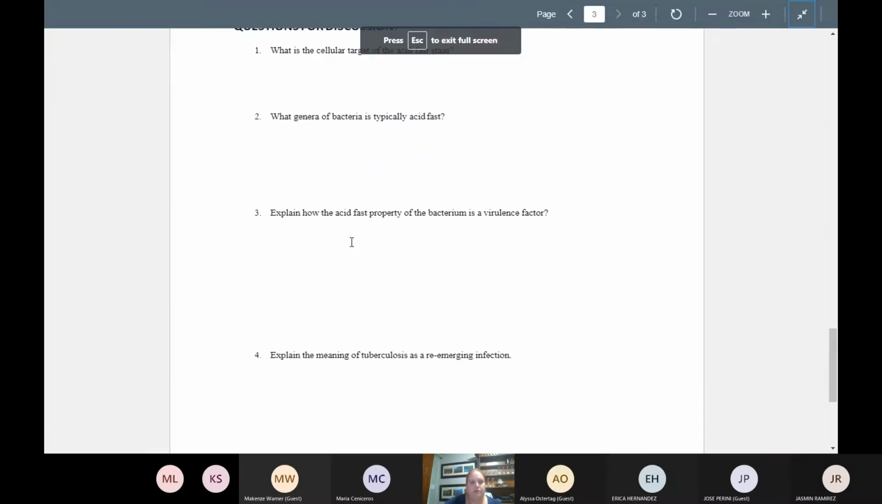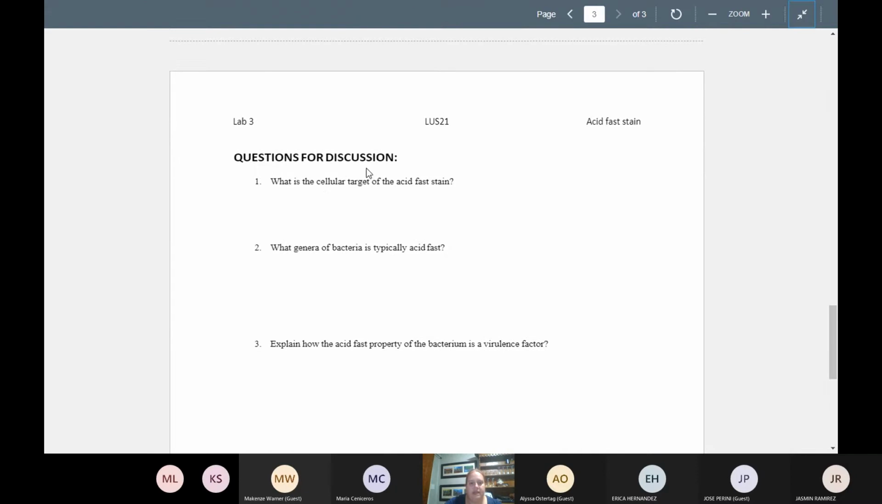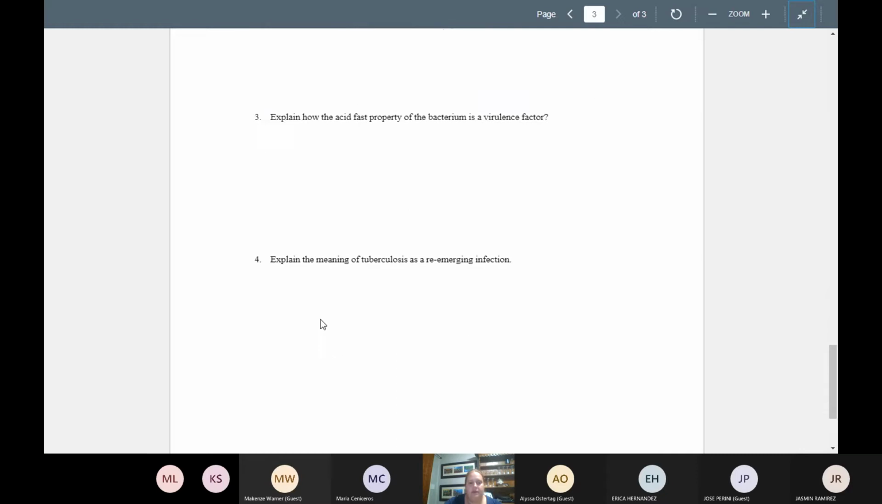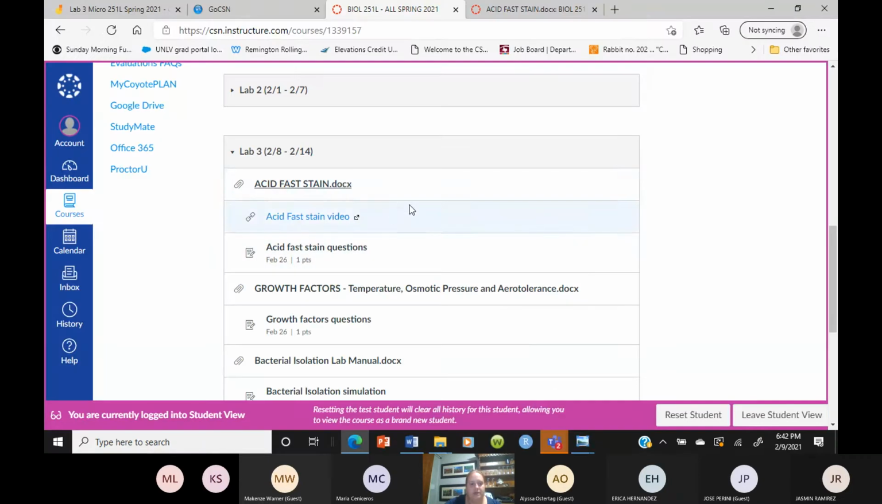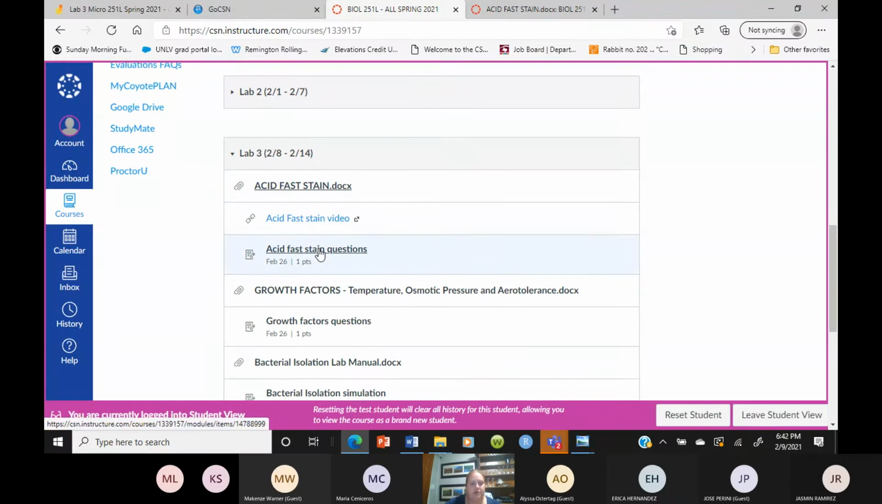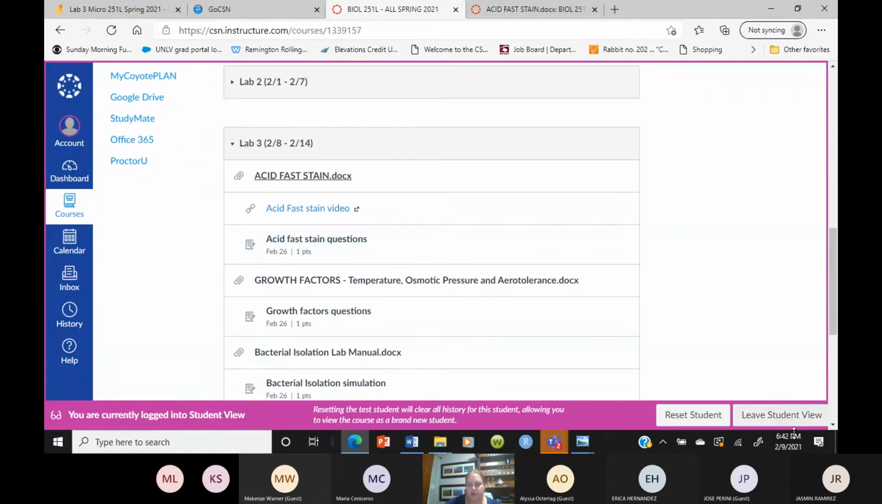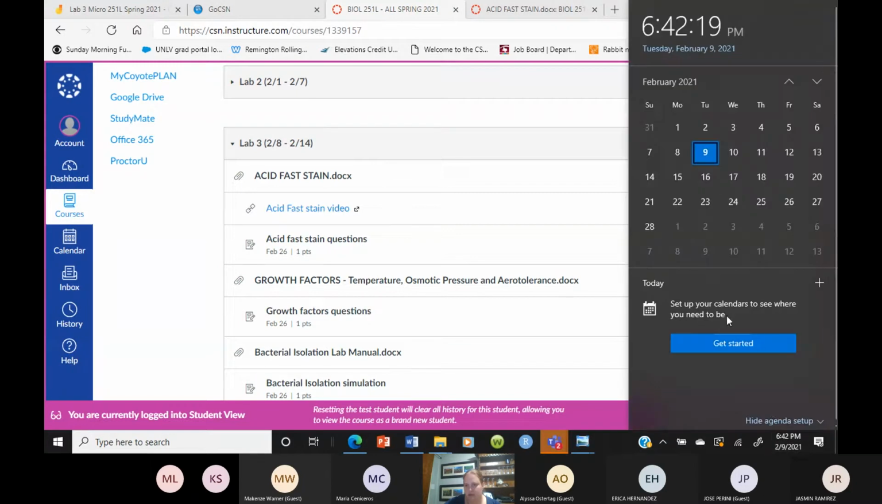So definitely read through that, become familiar with this particular stain, and then answer these questions for the Dropbox. And that will be that section. So remember, here's our Dropbox. This will be due technically the 22nd by midnight because you do not have class next week. But it's probably better to get this done sooner rather than later.